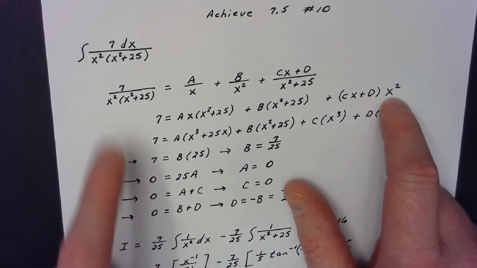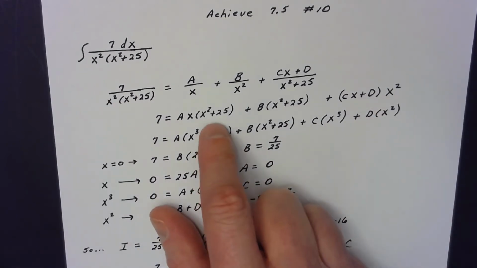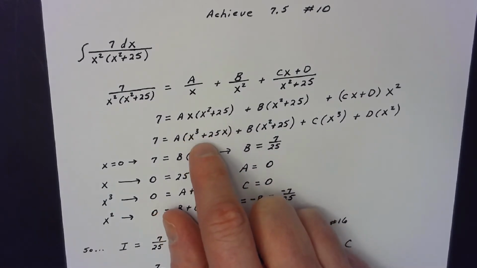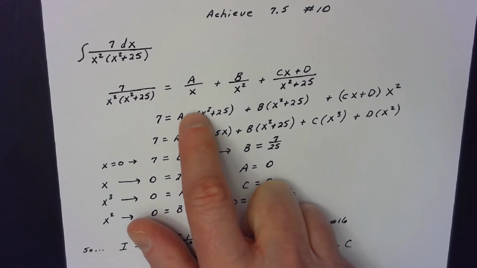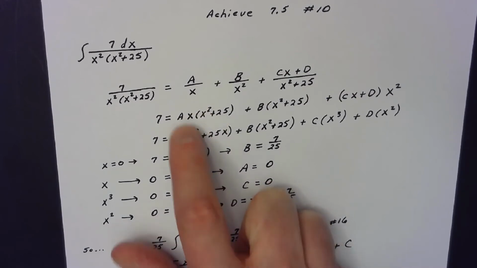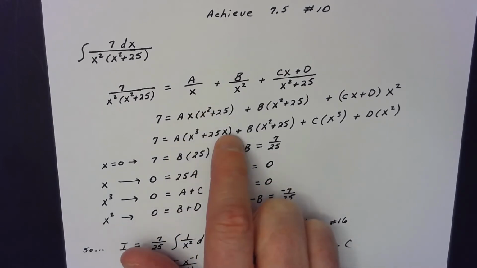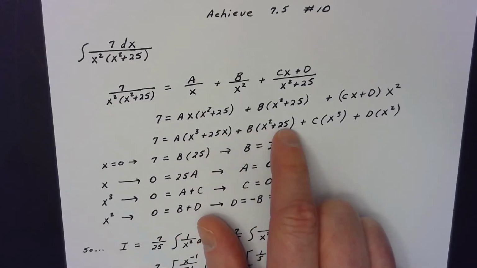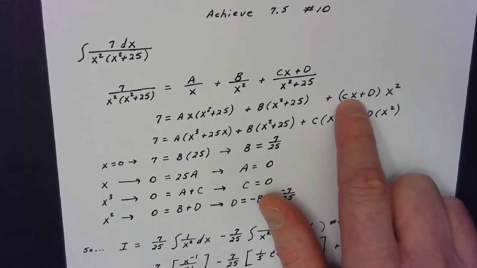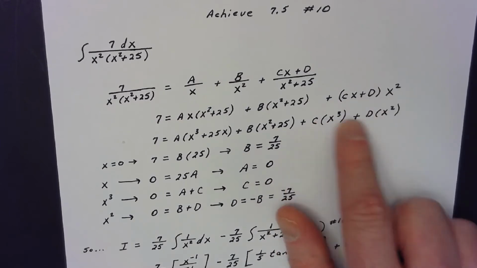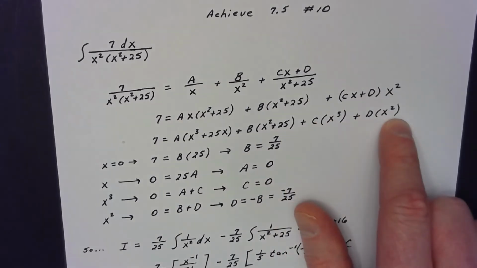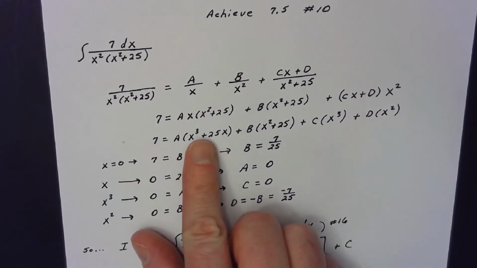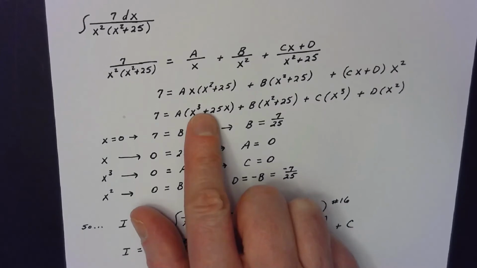Now what I went ahead and did here, and you don't always have to do this, but it helped me see what the coefficients of each term of x were on the right. I went ahead and distributed out and said, well, I'm going to have A times x cubed plus 25x. B was already times x squared plus 25. I'm going to have C times x cubed, and I'll have D times just the x squared.